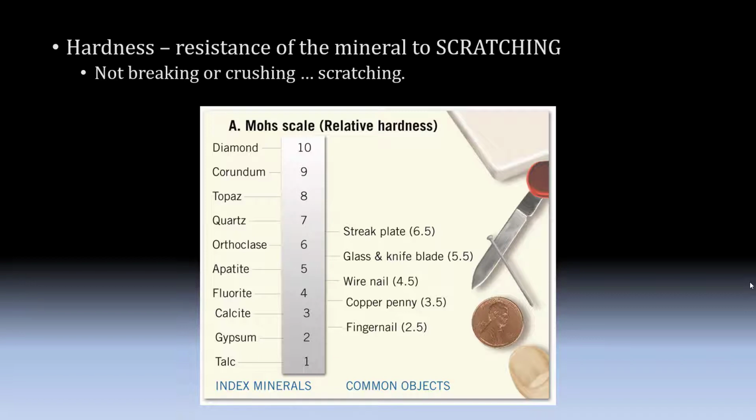Now, this is not a linear scale. In other words, diamond is way, way, way harder than corundum. And corundum is actually way harder than topaz. So it's not like the 4 is twice as hard as the 2 and the 8 is twice as hard as the 4. It doesn't really work that way.